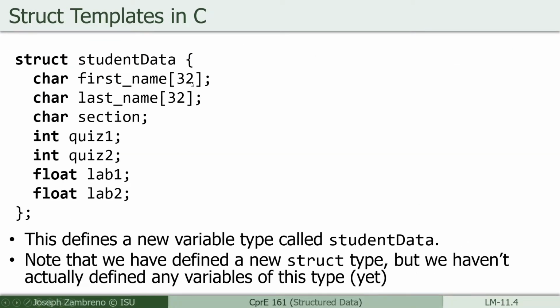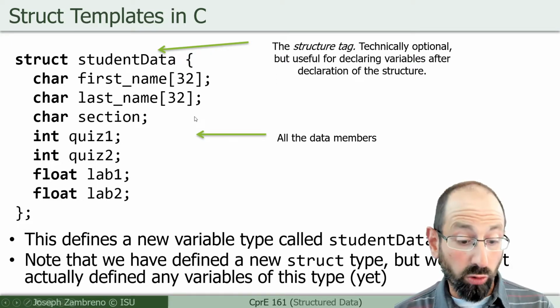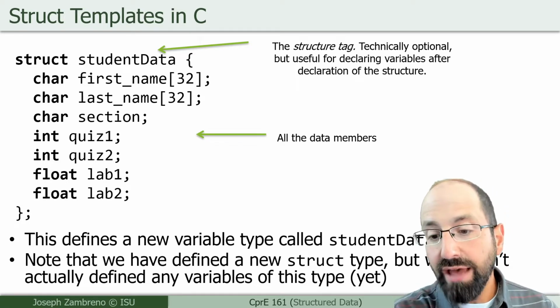Syntactically, here's what it looks like in C. We have that structure tag. Technically, as we'll see, that part is a little bit optional, but it's extremely common, so useful for declaring variables after we do that initial declaration of the structure. So this syntax is fine to follow. The keyword is struct, and we declare what the name of our structure is going to be. Then inside our curly braces, we have all the data members that correspond to that structure. So this is going back to that student example that we have here.